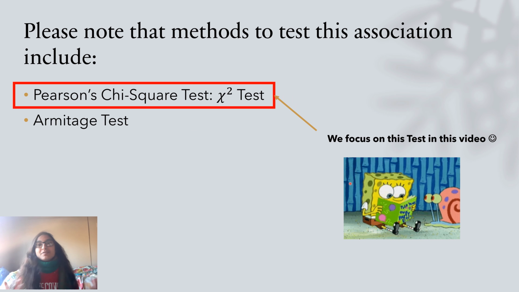There are many different methods to test this association, and I'll be talking about 2 of them, but in this video, I'll be focused on Pearson's chi-squared test. That's what we're going to focus on over here.